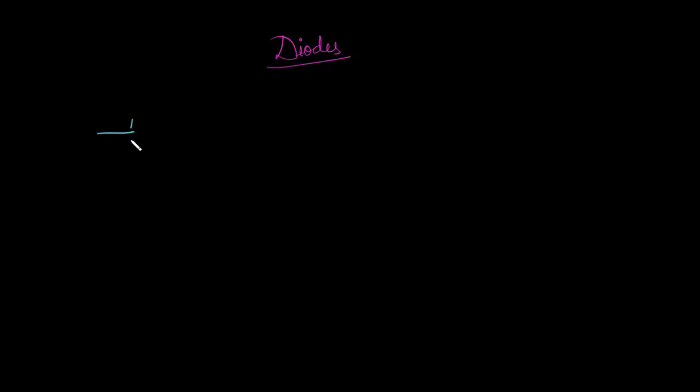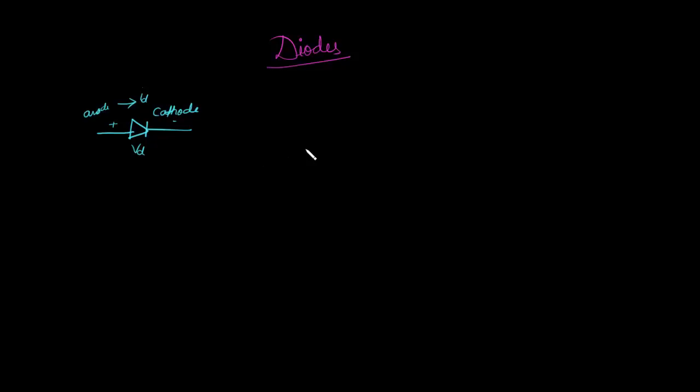A diode is basically represented by a symbol like this. This is the anode terminal. This is the cathode terminal. Plus, minus, and the current in the positive direction flows in this direction, ID, and the voltage is here, VD.